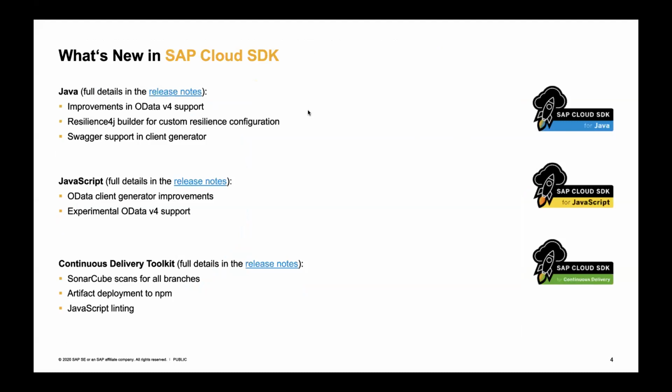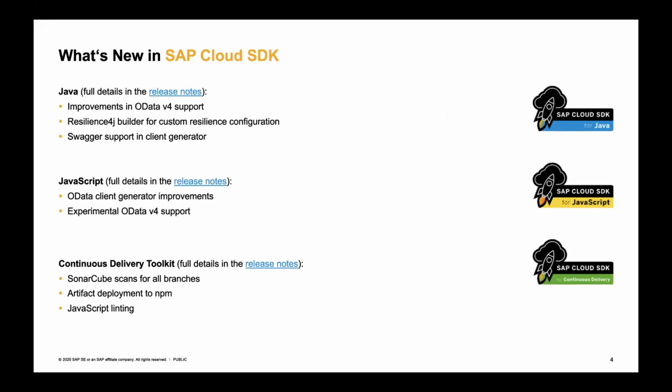Before we get started with the JavaScript linting part, let's have a brief overview on what happened recently. Here you see the three components that I mentioned. First of all, the libraries for Java, the libraries for JavaScript, and the continuous delivery toolkit. And having a look on the Java side, what we were working very hard is to make improvements on the recently announced OData v4 support.